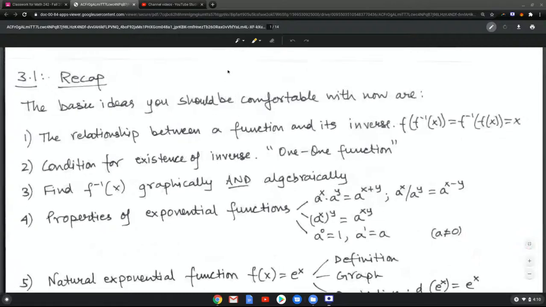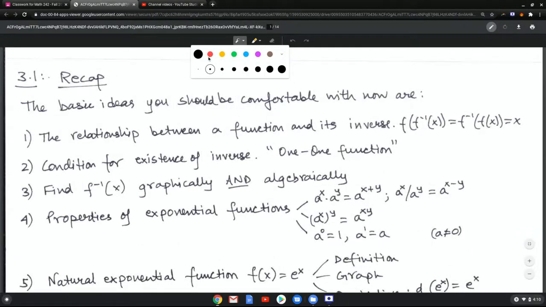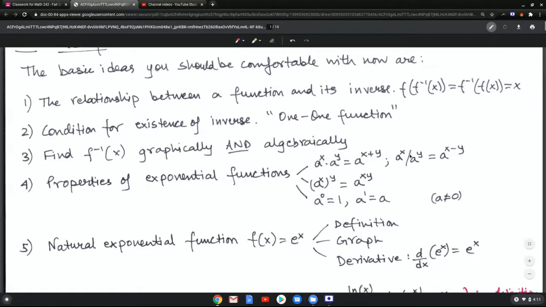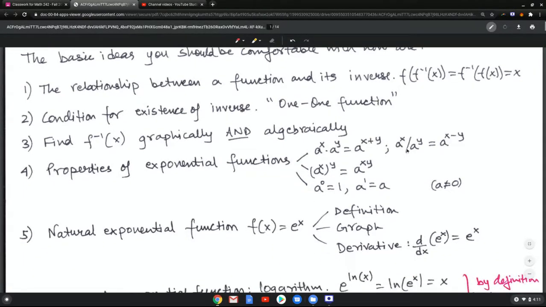All right, let's briefly go over some of the ideas that we have covered in this chapter and in this course so far. We started by establishing a relationship between a function and its inverse, understanding how the input and output can be interchanged to find either of them. Specifically, f of f inverse equals f inverse of f equals x. Then we saw the condition for the existence of an inverse, which is that a function has to be 1 to 1. We found two ways of finding the inverse, A graphically and B algebraically.